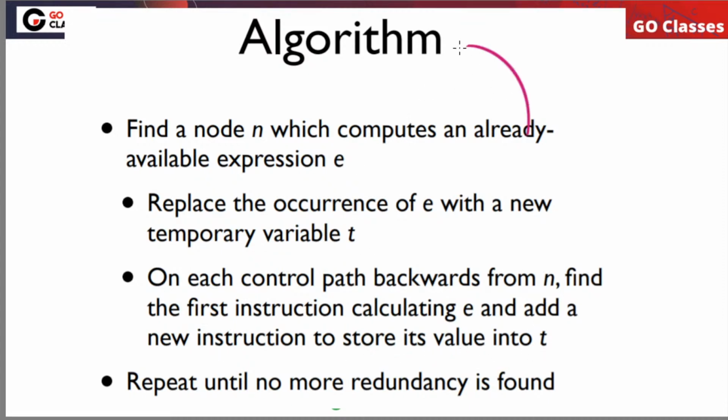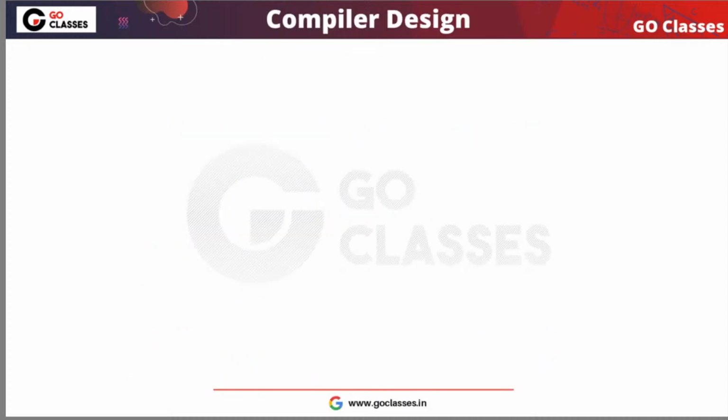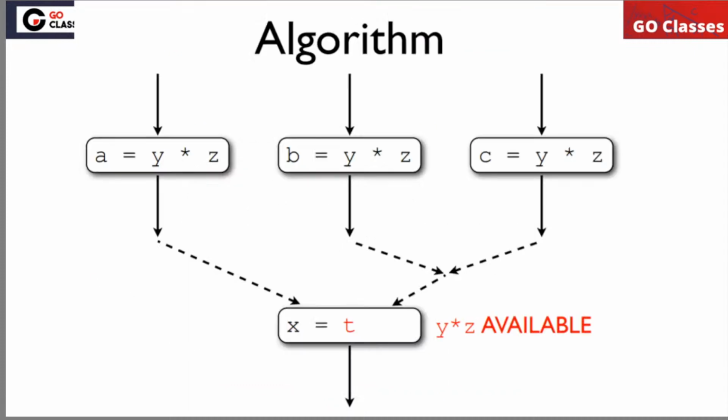So this algorithm you can understand by example. Let me take an example, and you can very easily understand it. Consider this example. What will happen here? What will your algorithm do? This is what your algorithm is going to do.